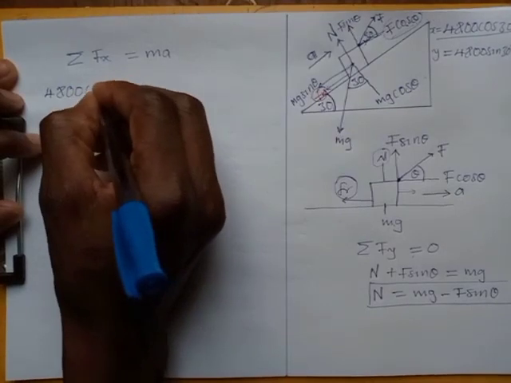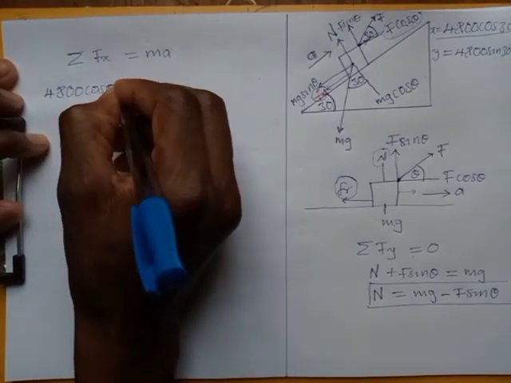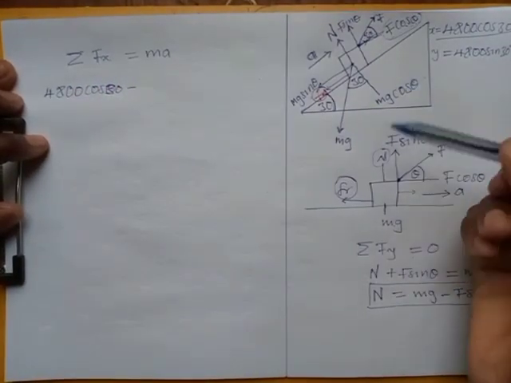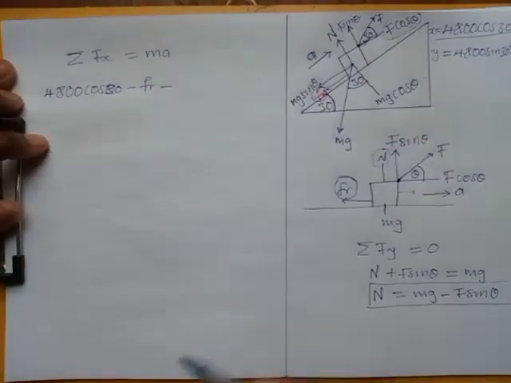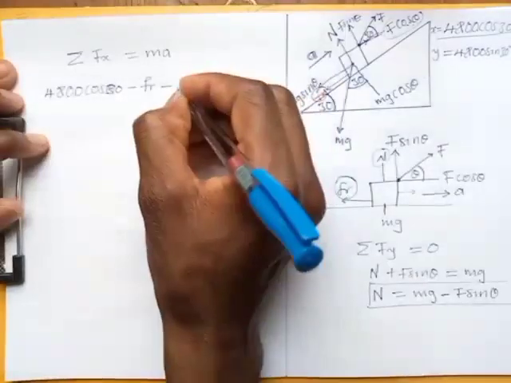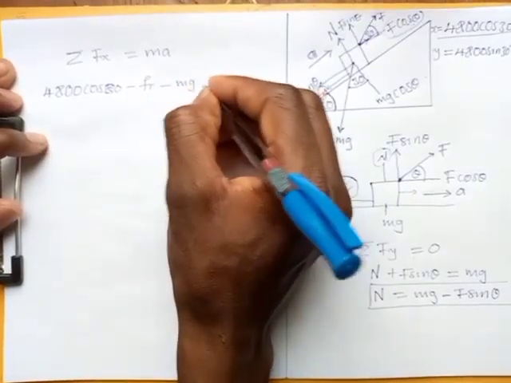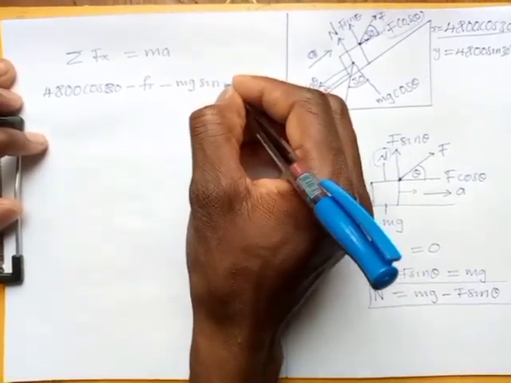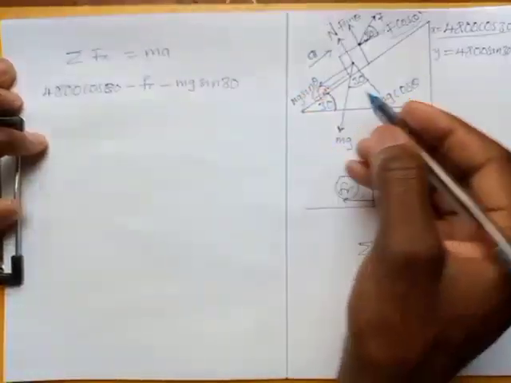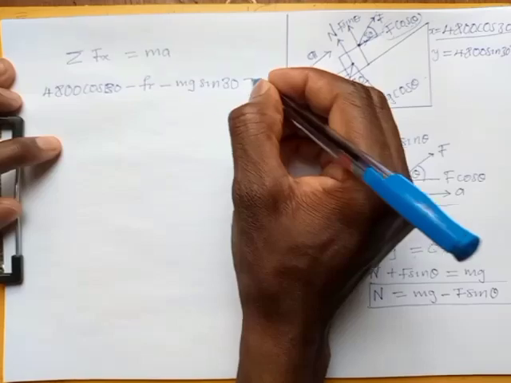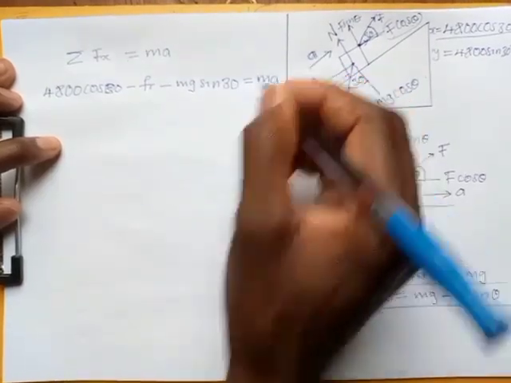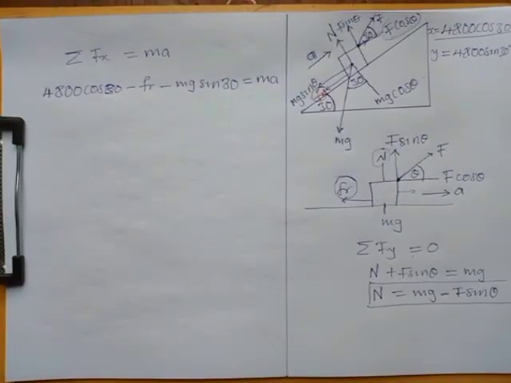4,800 cos 30, say minus the friction force, say minus friction, minus the component of that same force, so say mg sine 30. Reason being because these angles are almost the same, that's why we're using the same angle. I'll say equal to ma.